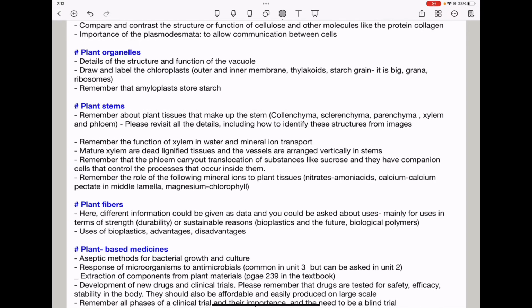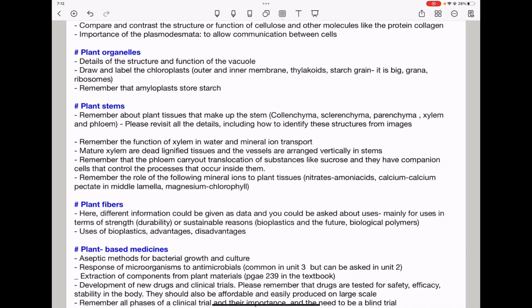Moving on to plant stems, remember about plant tissues that make up the stem, like the collenchyma, sclerenchyma, parenchyma, xylem, as well as the phloem. Please revisit all the details, including how to identify these structures from images. Previously, questions have come where images have been presented to students and they were asked to label those structures, so ensure you fully understand how to identify them from a specific image.